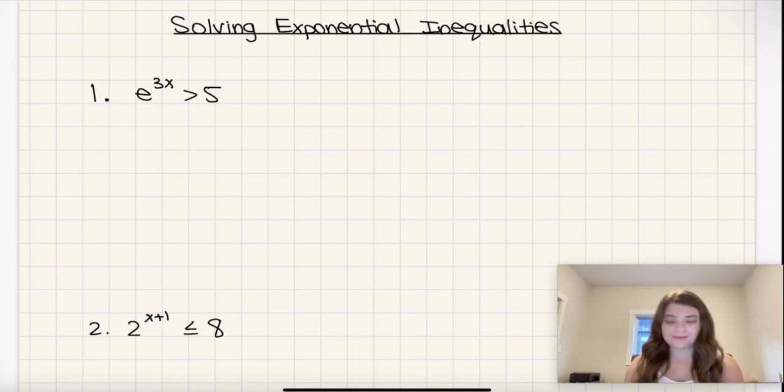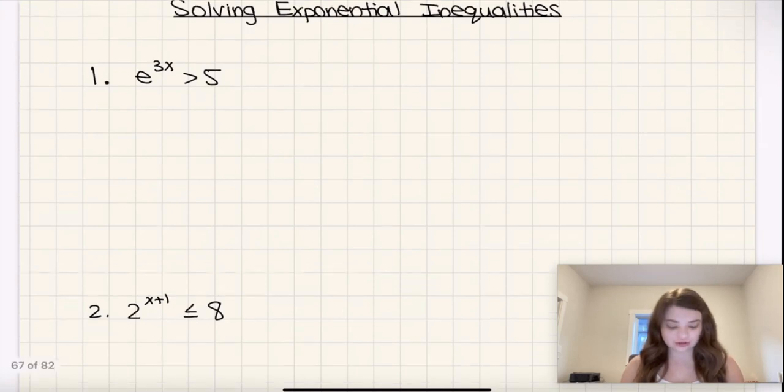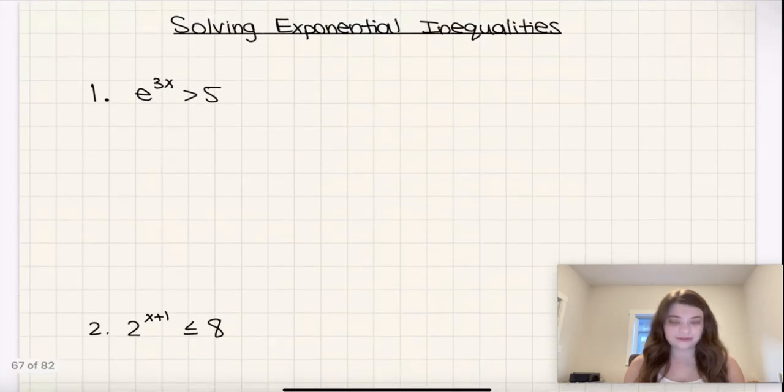Hello, everyone. Welcome back. Today, we are going to talk about how to solve these three separate exponential inequalities here. So let's start with the first one.